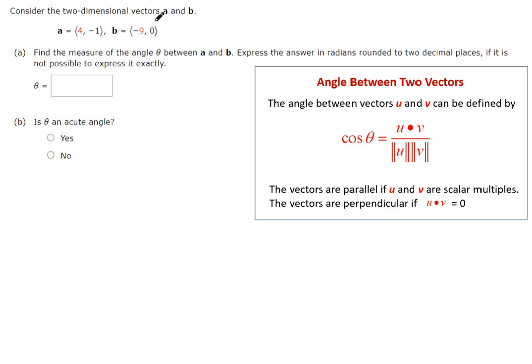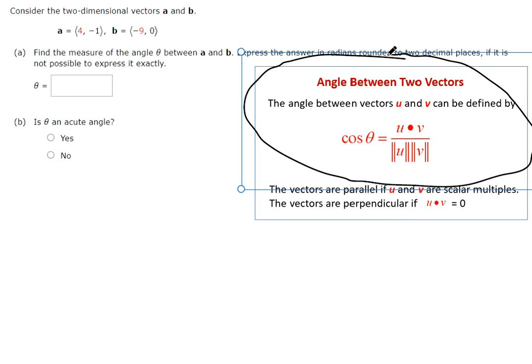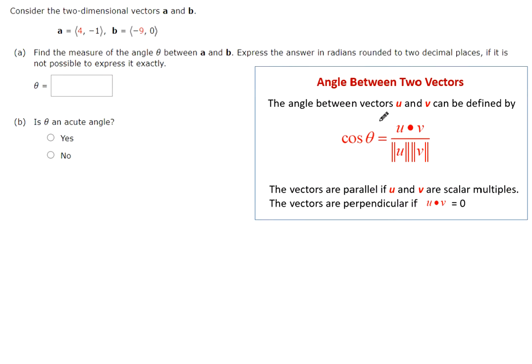So we're supposed to find the measure of the angle between these two vectors. So I put a formula. They have the same formula in the text, but I just Google image searched the formula for it. So to find that angle, it's the cosine of the angle that equals this ratio.